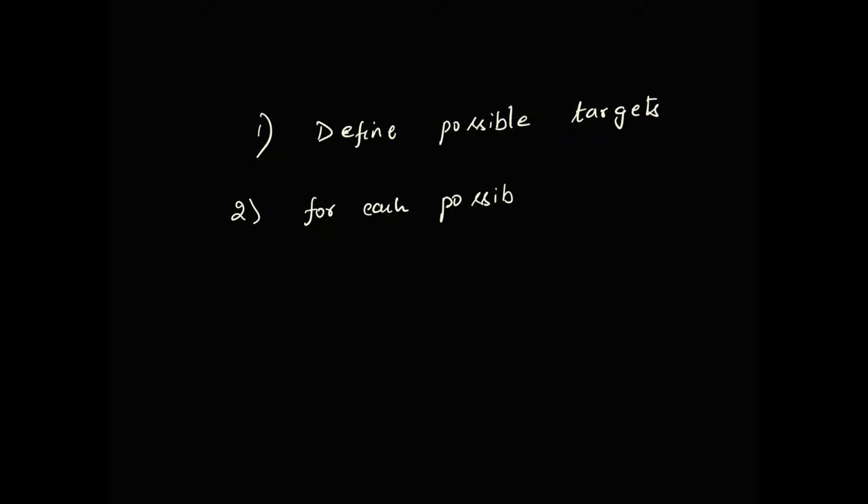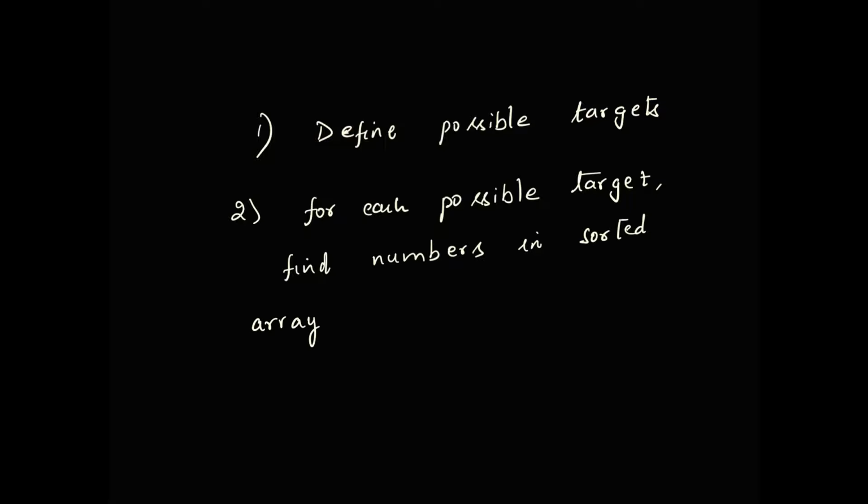First, we find possible targets, that is, possible values for x. Next, for each possible target, we find the count of elements in the sorted array that are greater than or equal to the target. If count is equal to the target, we return that value.